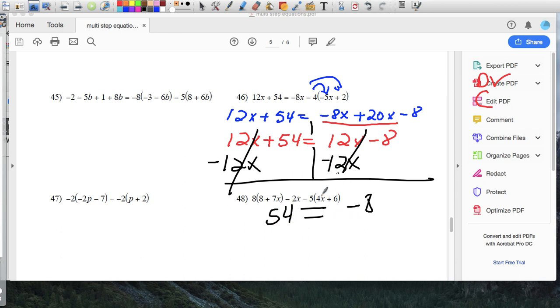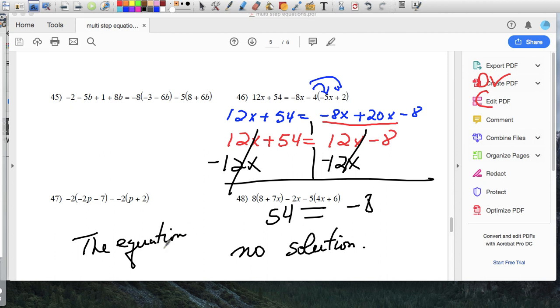So if you look at the equation, this says 54 is negative 8, which is obviously not true. So in this case, it means that the equation has no solution, meaning there is no value out there that I can replace the x with to make the left side equal the right side. So that's why this equation has no solution.